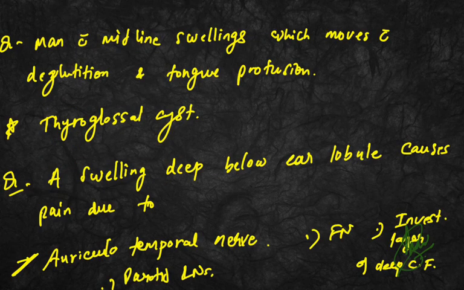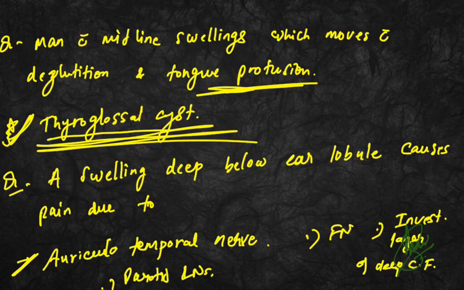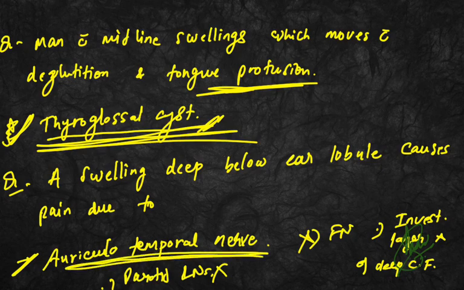Now, a man with midline swelling which moves with deglutition and tongue protrusion. This is again a one-liner, very frequently asked: thyroglossal cyst. And this is the test. The tongue protrusion test is done for thyroglossal cyst. So this is the answer. Now, swelling deep below the ear lobule causes pain due to the auriculotemporal nerve, and not due to parotid lymph nodes, facial nerve, or investing layer of deep cervical fascia. It is due to ATN, auriculotemporal nerve.